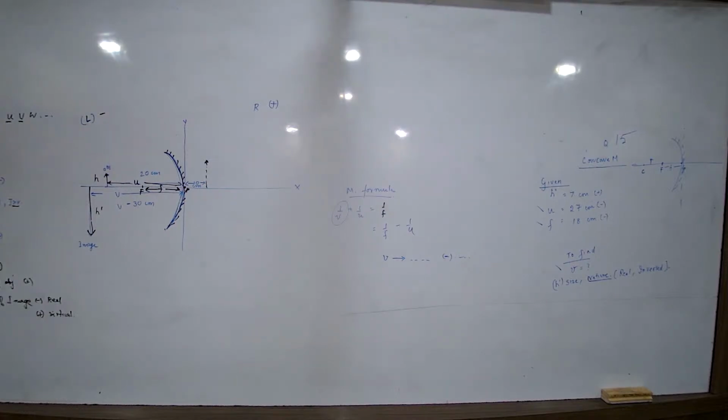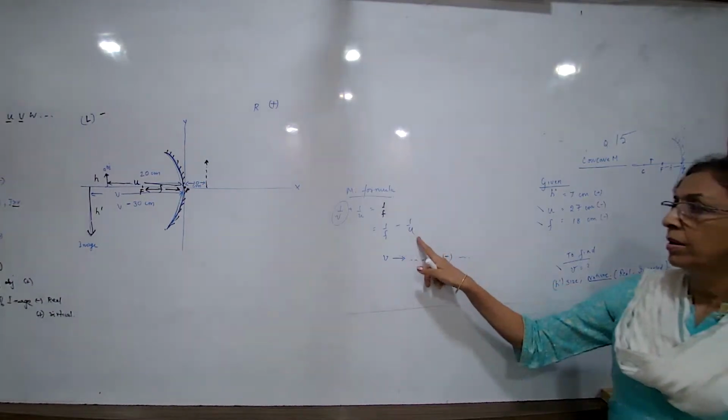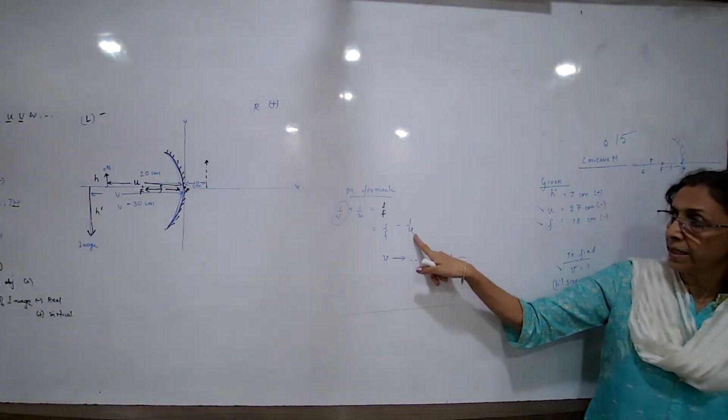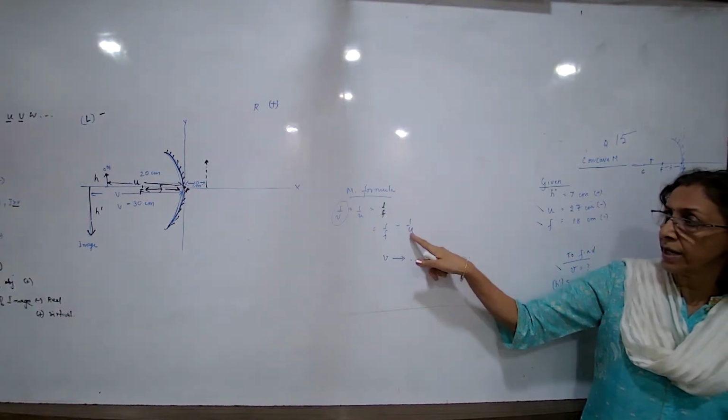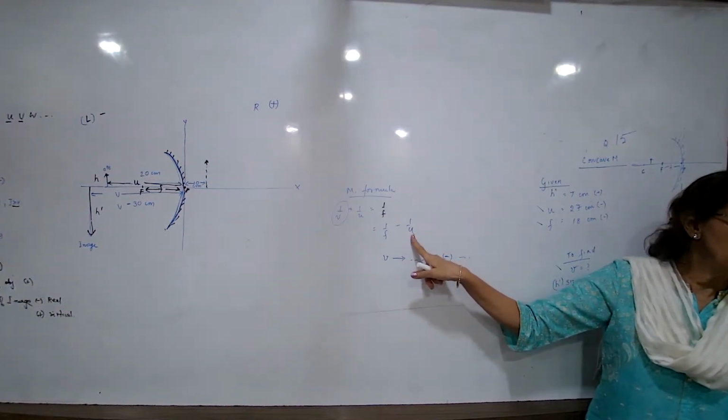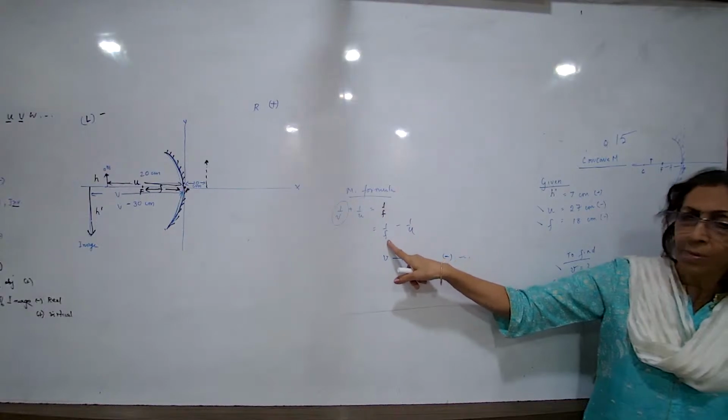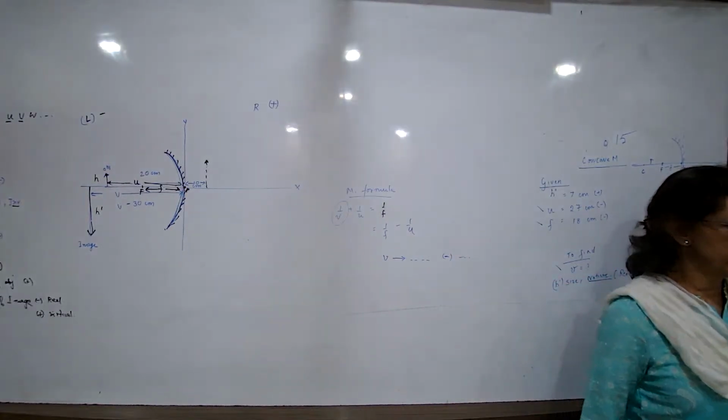Ma'am, here both the focal length and U are negative. Correct. How will we find this one? How can we cross multiply the negatives? When you substitute the value, this will be negative, U is also negative. Negative and negative will become positive. So what about the focal length? It will be negative only. This will be negative. It will be minus.